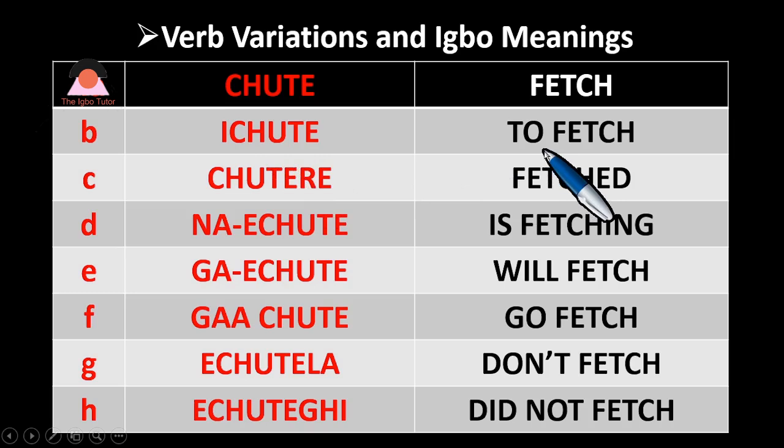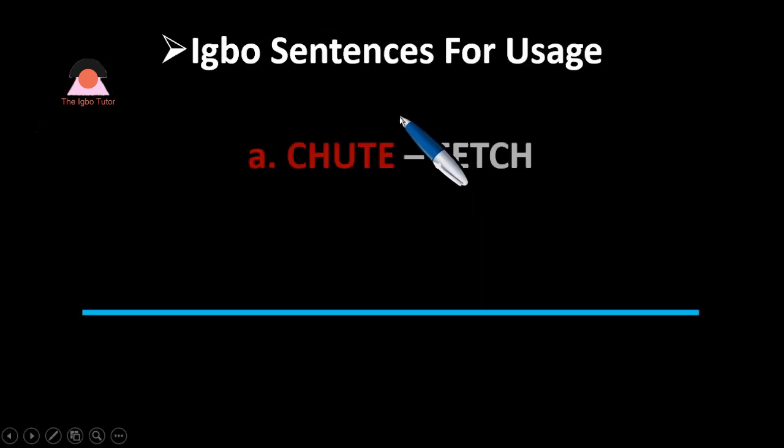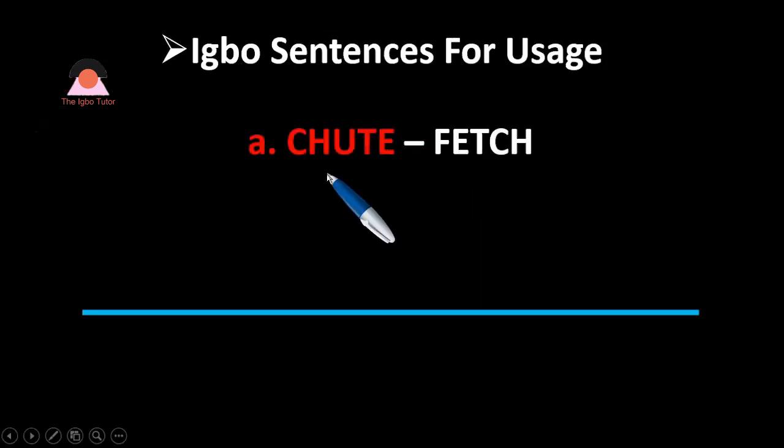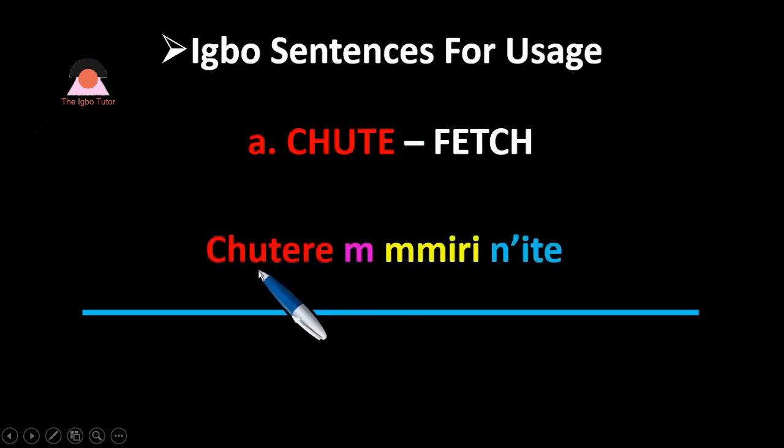Chute, to fetch. Chutere, fetched, past tense. Chute is fetching, present continuous. Chute will fetch, future tense. Chute command, go fetch. Chutela instruction, don't fetch. Chutei, a report, did not fetch. Let's go as we look at them one after the other. Chute, fetch. Sentence example. Number one.